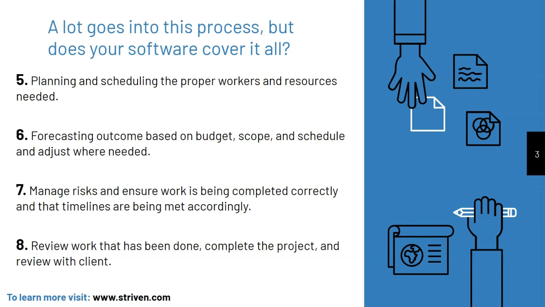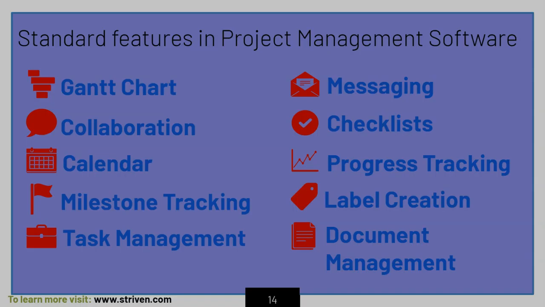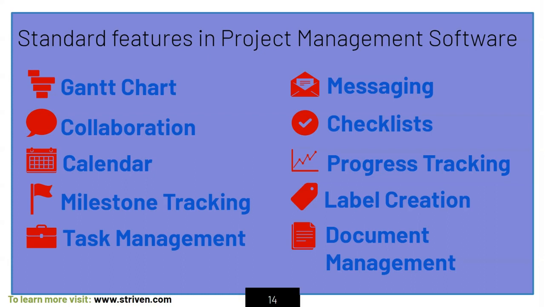Now that's a lot of different functions that are needed to manage a project, and even that was at a high level. Now that we know what goes into managing a standard project, let's look at what most project management software provides their users. Project management software offers a host of features to help users manage their projects. Across the board, it offers users Gantt charts to provide a visual reference of the project.